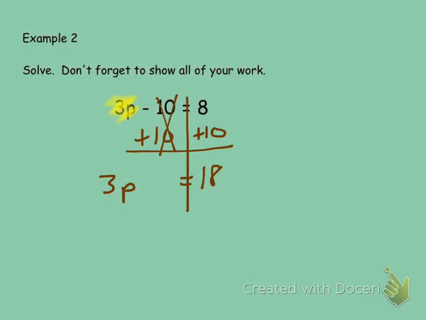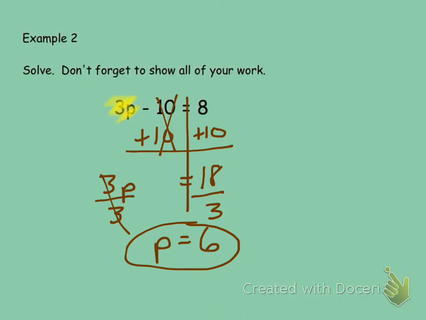How am I going to get the p by itself? Divide by 3. Use the inverse operation. So now when I divide by 3, my 3's cancel out, and I'm left with p is equal to 18 divided by 3, which is going to give me 6.